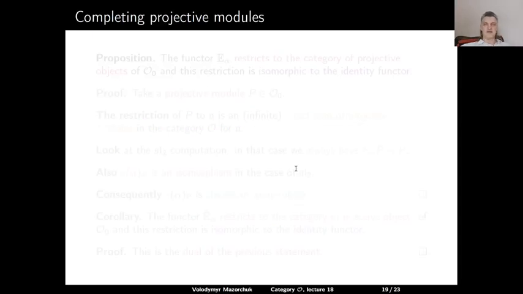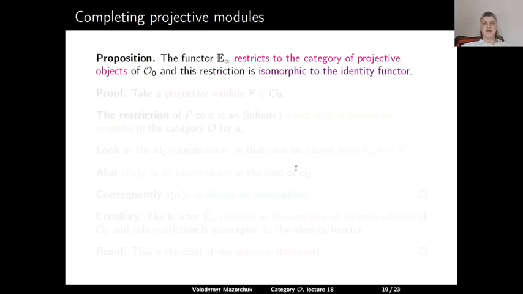Our next observation is what happens if we complete projective modules. Please note that completion is a left exact functor, so it is uniquely defined on injective modules. It is not usually uniquely defined on what it does to projective modules. So the claim is that the functor E alpha restricts to the category of projective objects in O0, and this restriction is isomorphic to the identity functor.